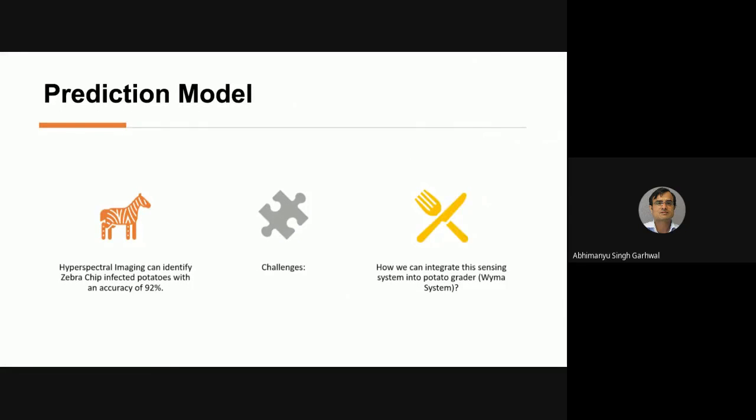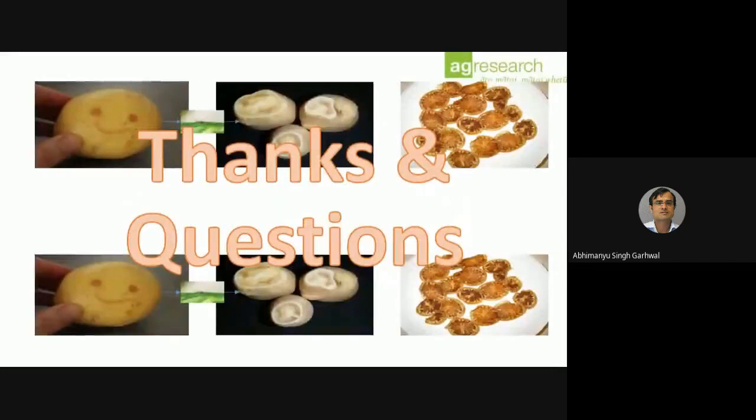Now, the prediction model. In the hyperspectral imaging trial that we did, it can identify zebra chip infected potatoes with 92% accuracy. And now we are working on how we can integrate this sensing system into the potato line, that is the Vyama system that we are doing. Thanks. Any questions?